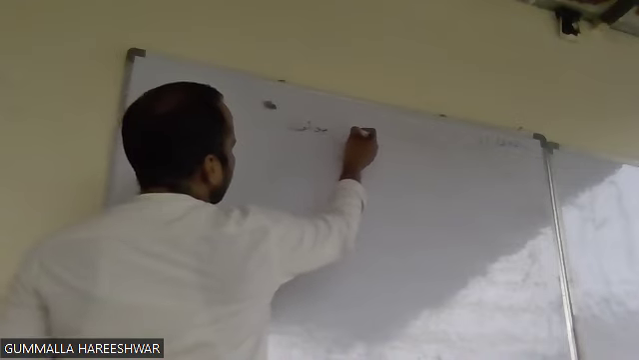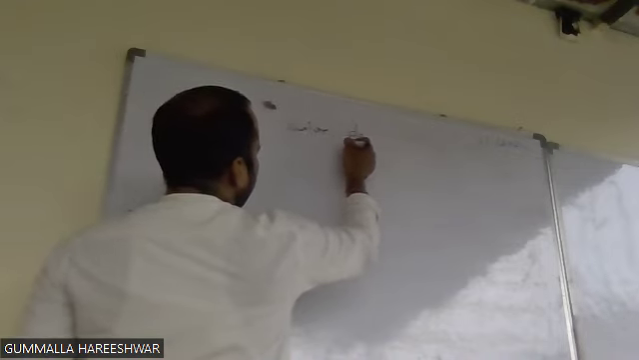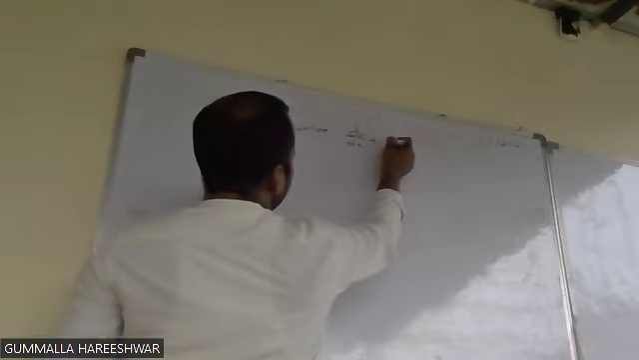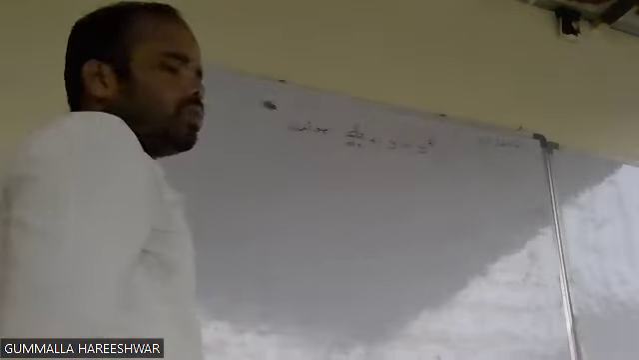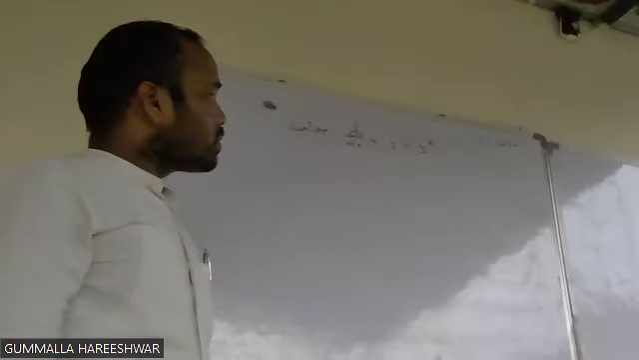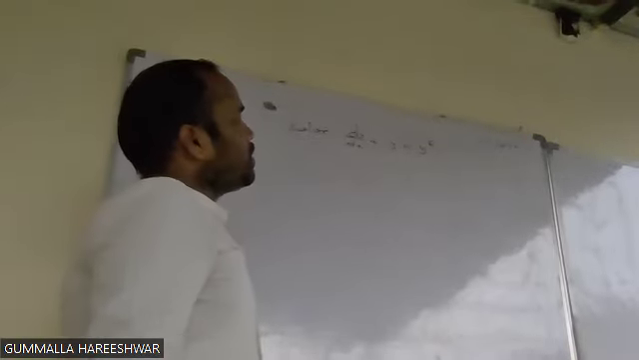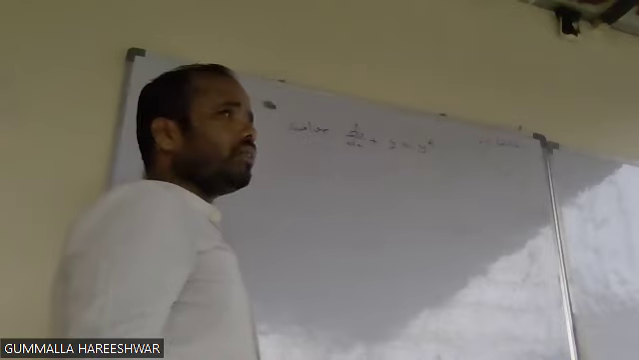Solve dy by dx plus y is equal to y power 3. The given equation is Bernoulli's equation.